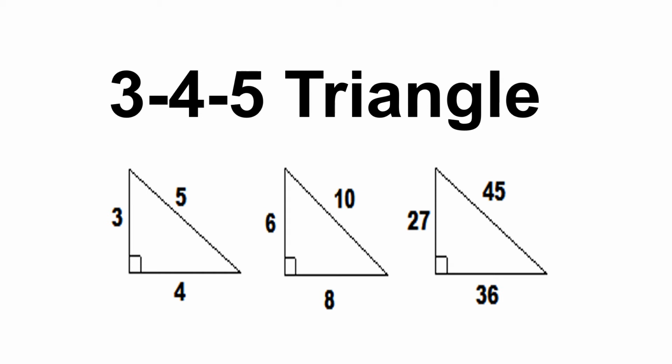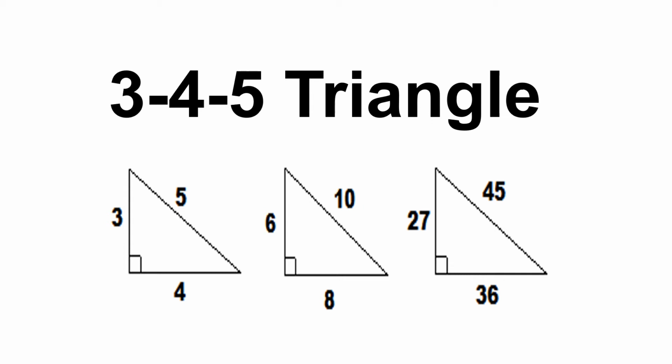What are Pythagorean triples? Any group of three integer values that satisfy the equation a squared plus b squared is equal to c squared is called a Pythagorean triple. Any triangle that has sides that form a Pythagorean triple must be a right triangle. Some examples of Pythagorean triples are triangles that are 3, 4, 5 triangles and 5, 12, 13 triangles.